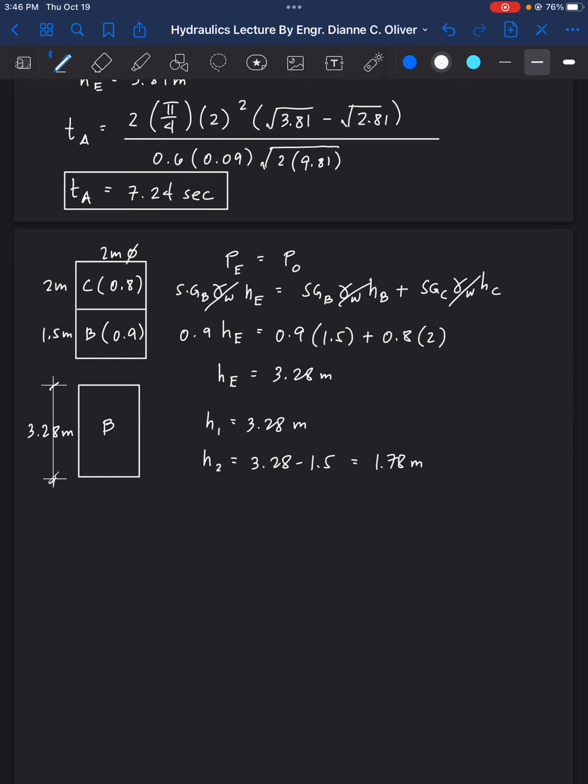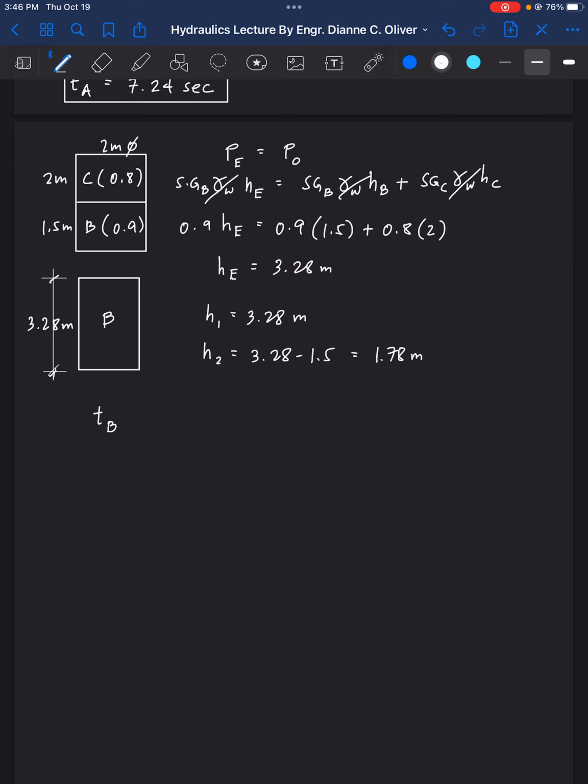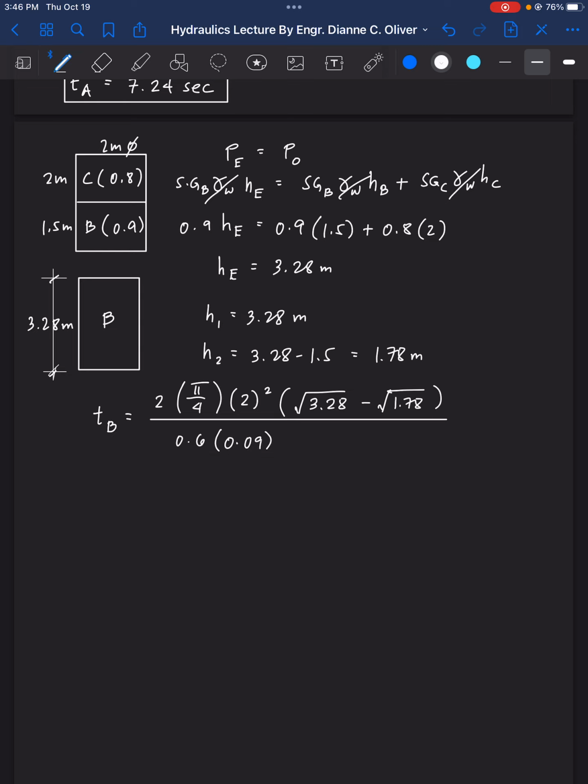1.78 meters. Therefore, the time to remove liquid B is equal to 2 times the surface area, diameter 2 meters, squared, times the square root of the initial height, which is the equivalent height of 3.28, minus the square root of the height after 1.5 is removed, all over the coefficient of discharge 0.6, the area of the orifice 0.09, and the square root of 2 times the gravitational acceleration.